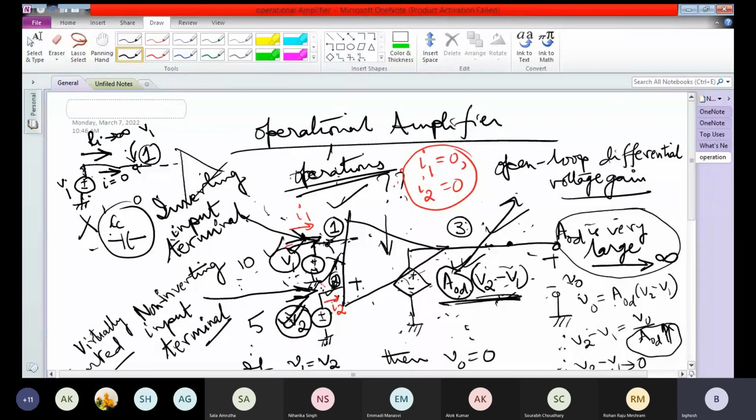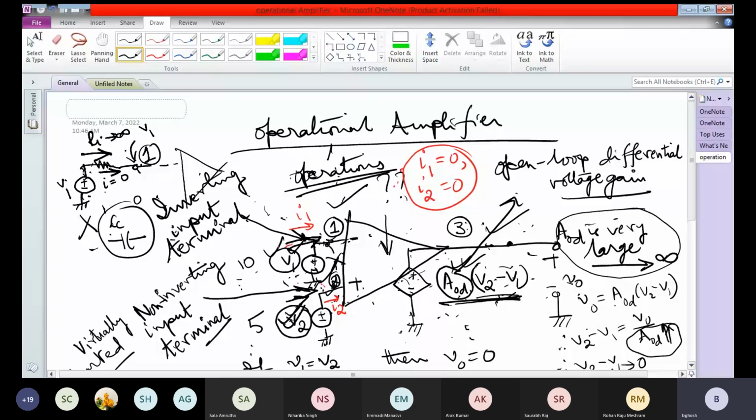Whether this V1 might have a resistance. Sir, how Ri tends to infinite? That is my question. Can you repeat your question? Sir, how Ri tends to infinite?